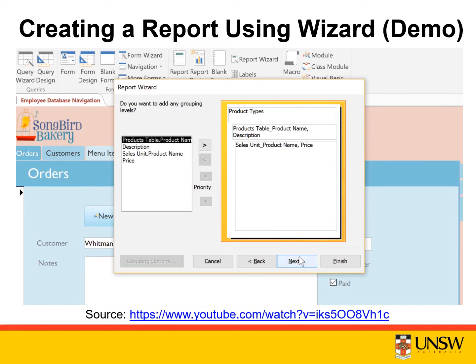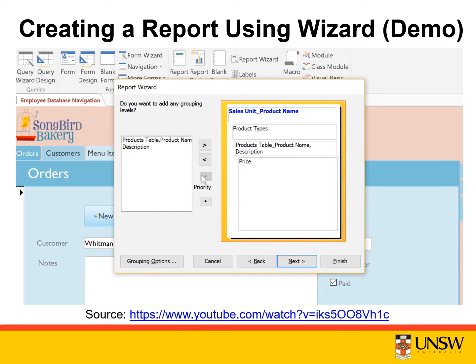Here you can change the way that the records are grouped by adding a grouping level. Much of the time you won't need to do anything in this step, but if you have a very specific idea of how you want the report to be organized, then you can add a grouping level. For example, if we wanted the products to be grouped into dozen, half dozen, and single units, then we would add sales unit and then use the arrows to change the priority. But we don't really want that here, so I'll remove this and then click Next.